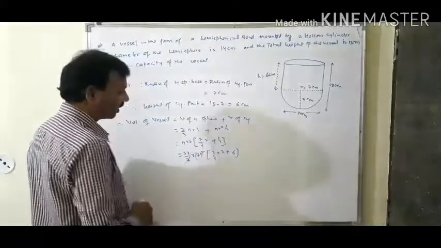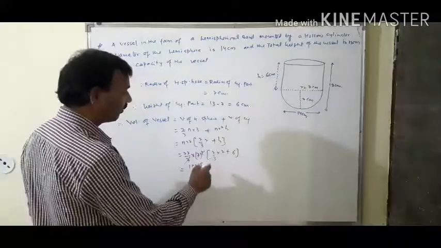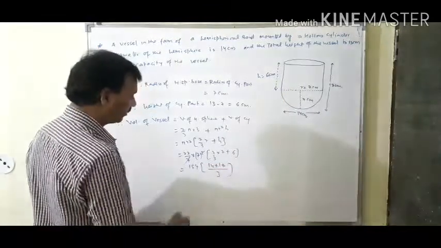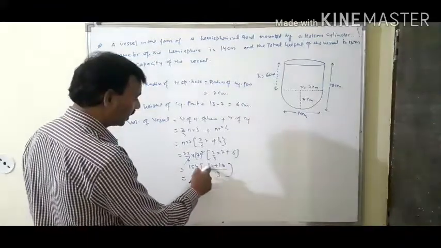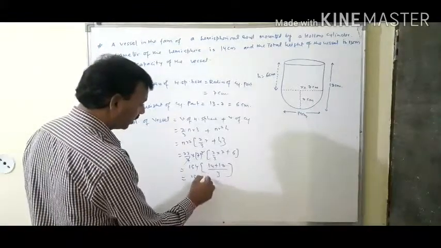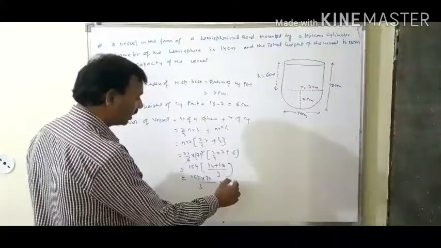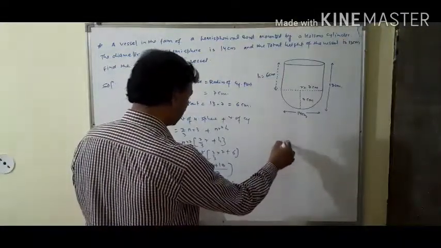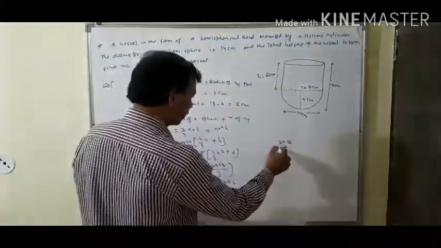This 7 and one power of 7 will be cancelled. This will be 154, that means 22 into 7, into 14 plus 18 whole upon 3. Take the LCM. Now this will be 154 into 18 plus 14, this will be 28 plus 4, 32 whole upon 3 centimeter cube. Multiply this, 8, 15 to the 30, and 3 4 the 12, 45 plus 1, 46.